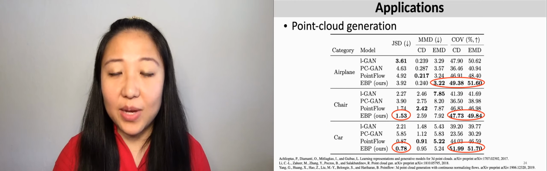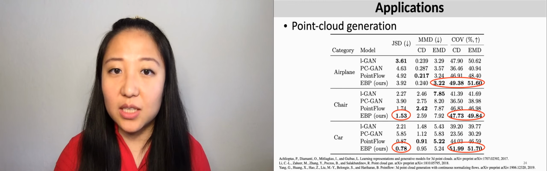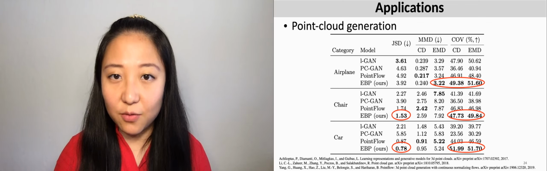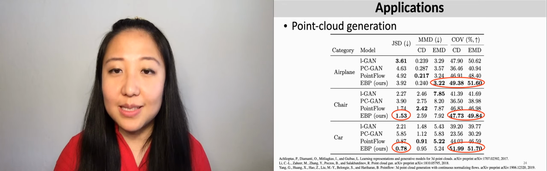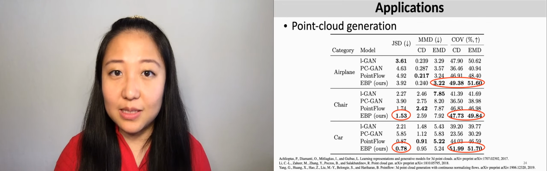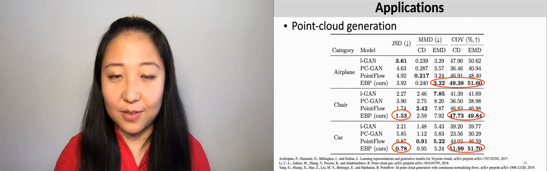We quantitatively evaluate EBP's generative modeling ability using the standard procedure developed by prior work. Specifically, we look at the Jensen-Shannon divergence, which is computed on the marginal distribution of a set of point clouds, the minimum matching distance, and the coverage between the generated and the empirical sets of point clouds. For MMD and coverage, we evaluate on two common set distance metrics, chamfer distance and the Earth mover's distance. We see that EBPs achieve competitive performance and have especially good coverage, meaning it's capable of generating a more diverse set of samples.